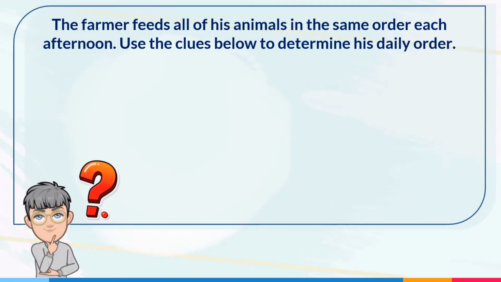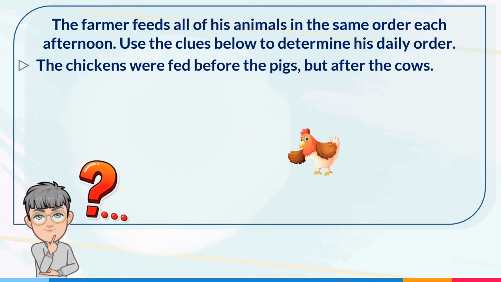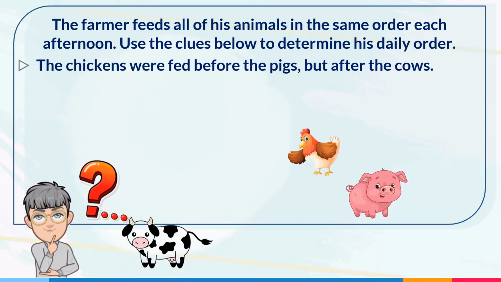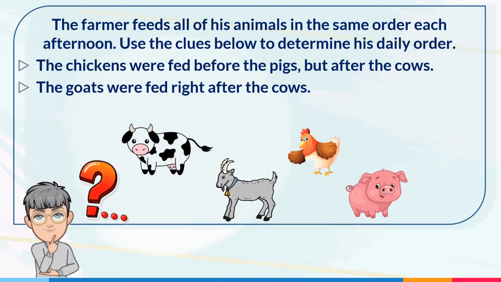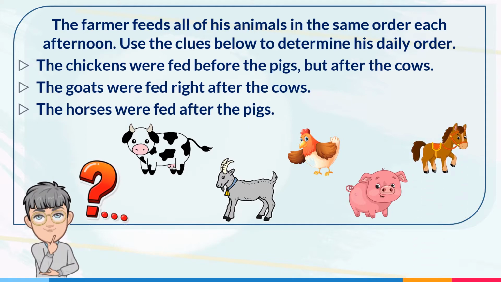Let's have another example. The farmer feeds all of his animals in the same order each afternoon. Use the clues below to determine his daily order. So, in determining the feeding order, you may start with the information that will be given. The chickens were fed before the pigs, but after the cows. The goats were fed right after the cows. The horses were fed after the pigs.